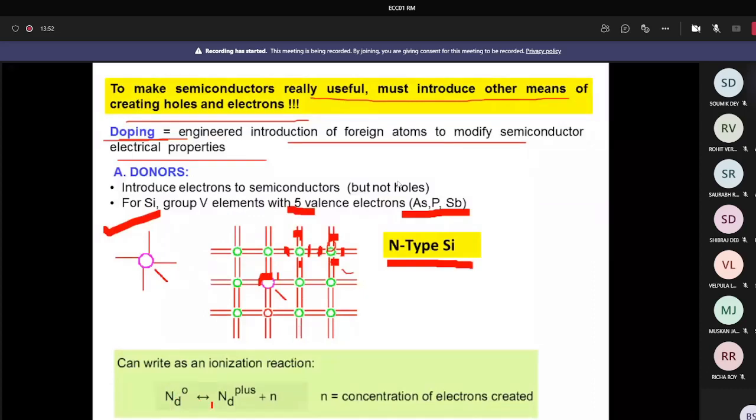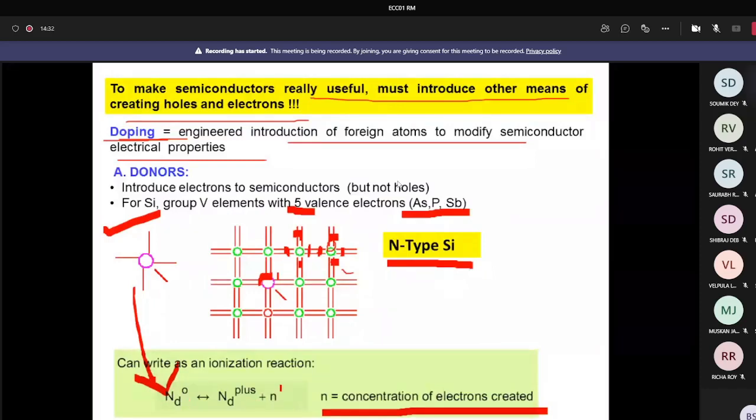So what happens? Suppose we are an engineer, a device engineer or electronics engineer. Suppose ND concentration of these atoms is doped in the intrinsic silicon. So they will be ionized. You will have ND plus ions, and electrons of concentration N will be created. So ND neutral atoms will be ionized into ND plus and N number of electrons.